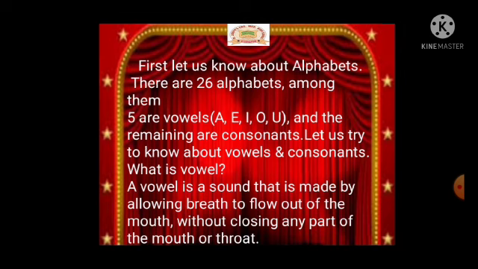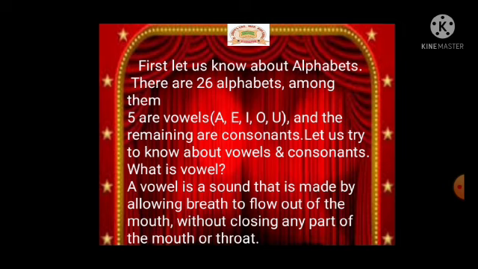First, let us know about alphabets. There are 26 alphabets as I already said, and you also know. Among the 26 alphabets, 5 are vowels as A, E, I, O, U, and the remaining are consonants. Let us try to know about vowels and consonants. First, what is a vowel? A vowel is a sound that is made by allowing breath to flow out of the mouth without closing any part of the mouth or throat.